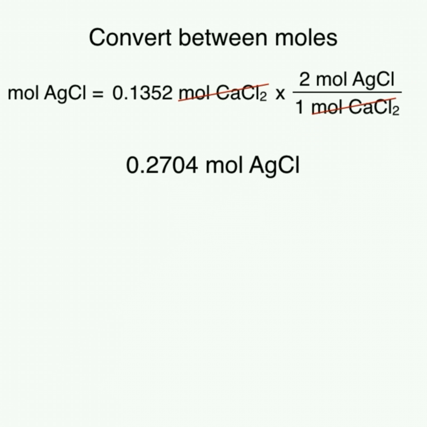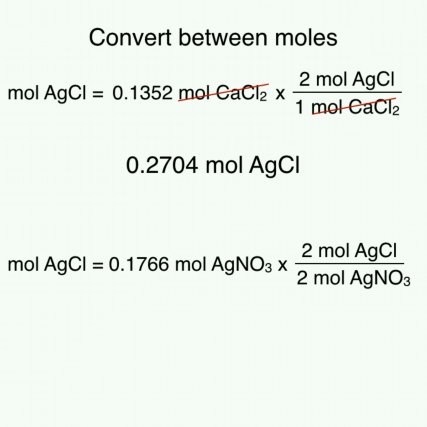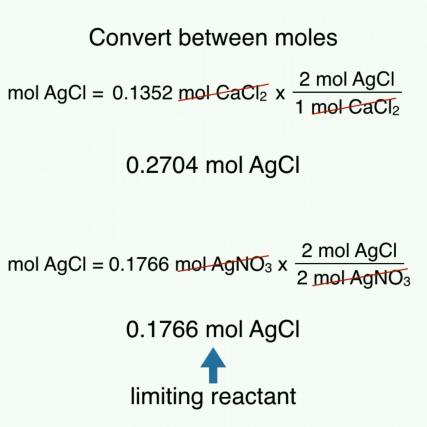Now to do the same with silver nitrate. We can write the number of moles of silver chloride is equal to the number of moles of silver nitrate, 0.1766, multiplied by the molar ratio 2/2, once again from our chemical equation. This just gives us 0.1766. Since this is lower than 0.2704, we know that silver nitrate must be our limiting reactant.